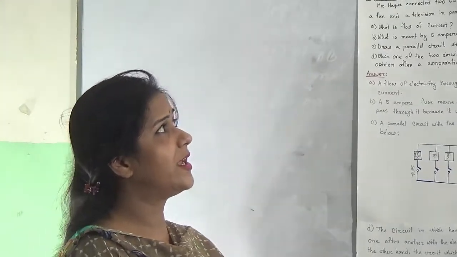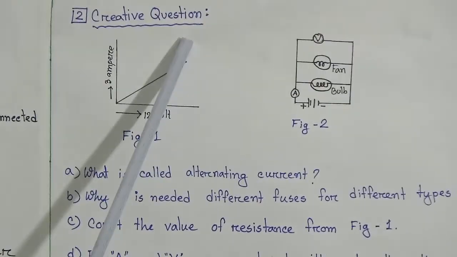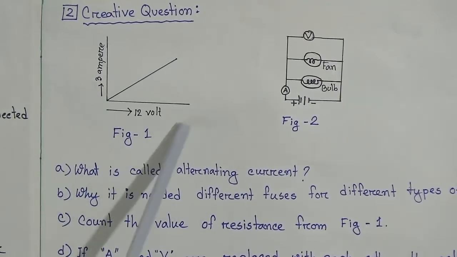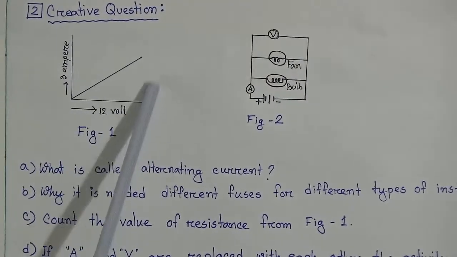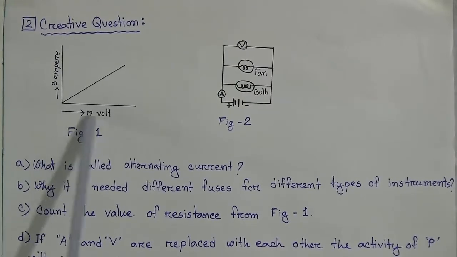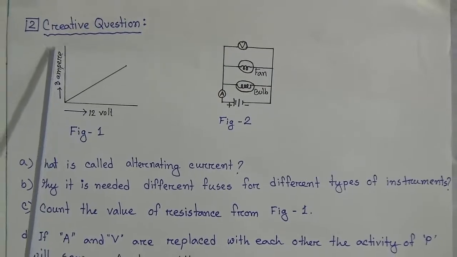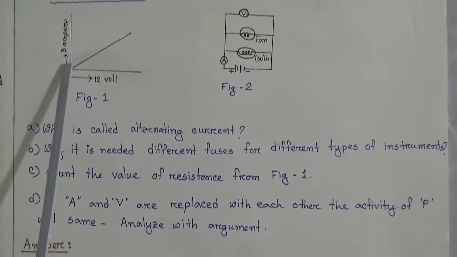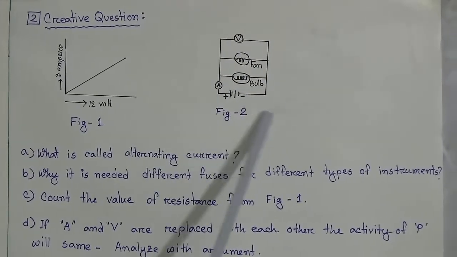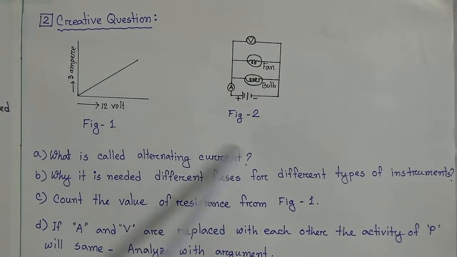Now go to our next creative question. Our next creative question has two figures. Here in the figure there is 12 volt and that line indicates 3 amperes. Here there is a circuit, that is figure 1 and that is figure 2.